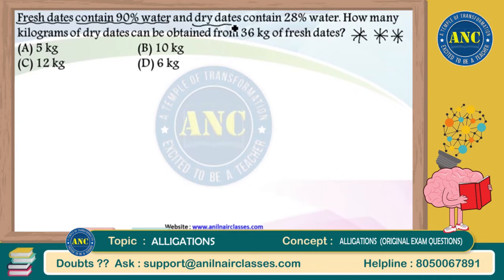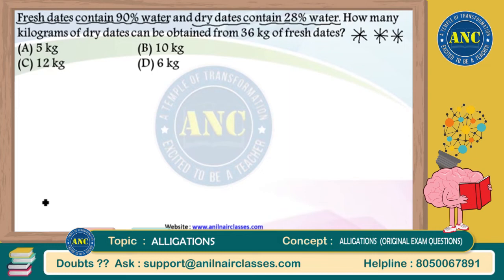And dry dates contain 28% of water. There is another parameter called dry dates. How much water quantity is present in that dry date? That also we are talking about right now. Fresh date has 90% water and dry date has 28% water. This is what they are saying. Your question is, how many kilograms of dry dates can be obtained from 36 kilograms of fresh dates? From the 36 kgs of fresh dates, how many kgs of dry dates can you extract is the question.